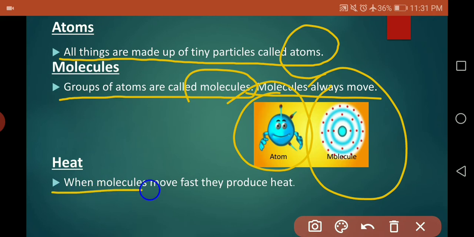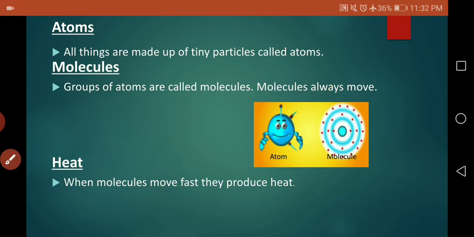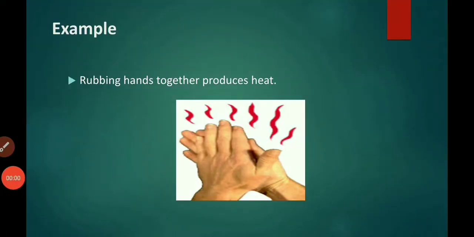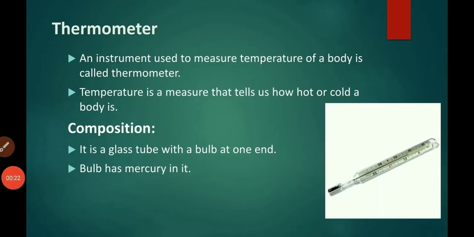Heat. When molecules move fast, they produce heat. Here we have an example of heat. Rubbing hands together produces heat. When we rub our hands together, they become hot. Rubbing makes the molecules move fast. The movement of molecules produces heat. Many people sitting in a small room also produce a lot of heat.